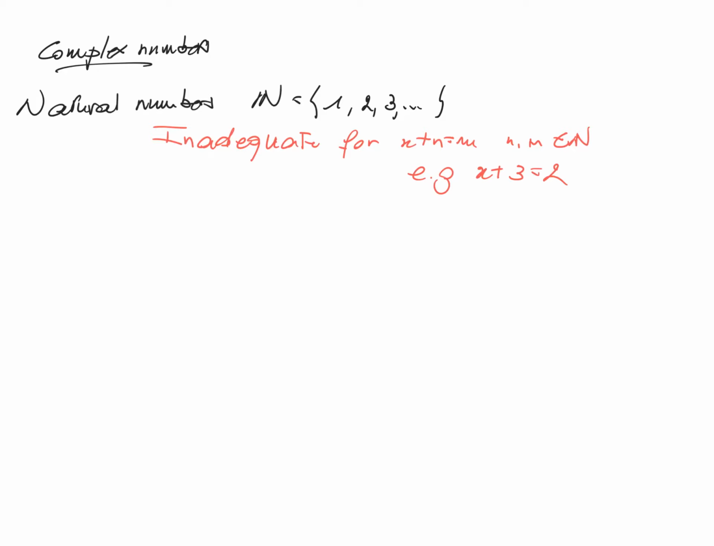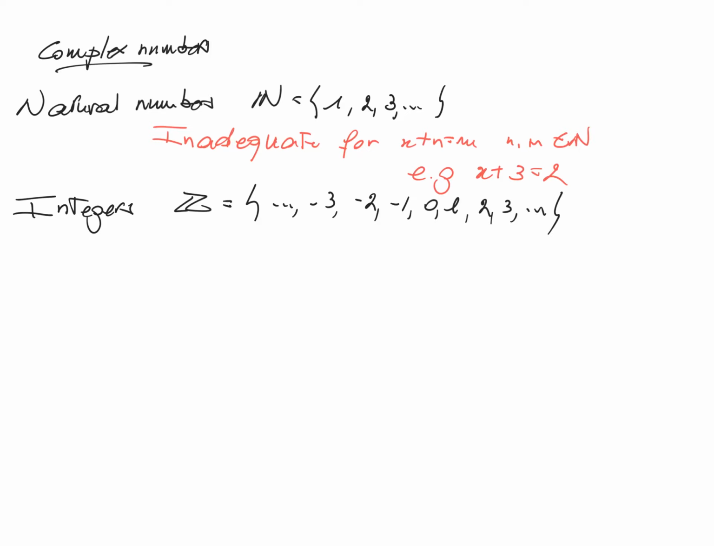And so the natural numbers have been expanded and the integers have been defined. So the integers, indicated by the letter Z, are basically the natural numbers plus 0 plus all negative natural numbers. Still, this was not sufficient to solve all equations. So think, for example, of an equation n times x is m, where n and m are both integers. Then you still have certain equations which you cannot solve.